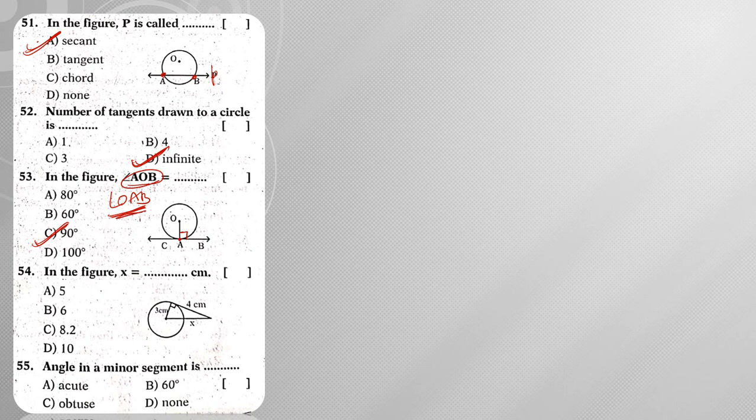Next, in the figure, x is equal to how much? Clearly you can see from this figure that one side is 3 and the other side is 4. This is the hypotenuse. 3, 4, 5 is the Pythagorean triplet. So using that we can say that the answer is 5.